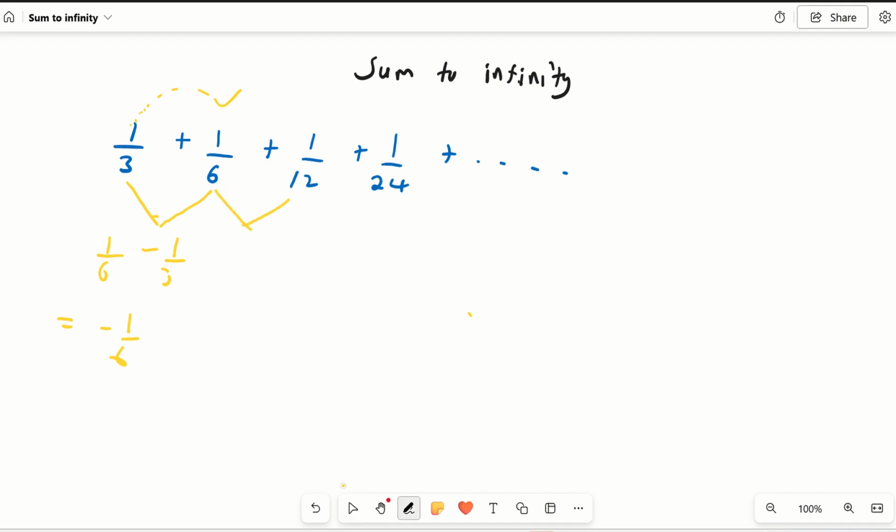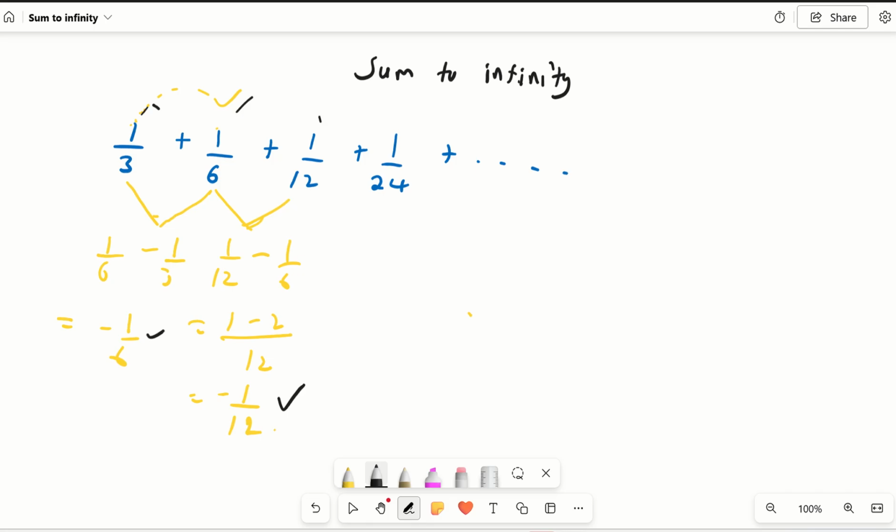Now, if you want to find out what they added onto 1 over 6 to get 1 over 12, you just go 1 over 12, the next number, minus the previous, 1 over 6. Let's see if I did the calculations correctly, just quickly. Yes, it gives us minus 1 over 12. Now, do you see that they didn't add or subtract the same number between successive terms? So then you know that this is not an arithmetic series.